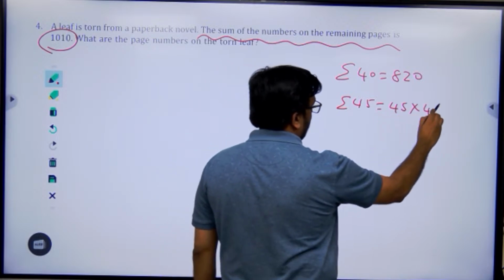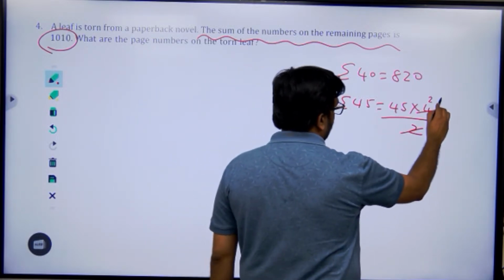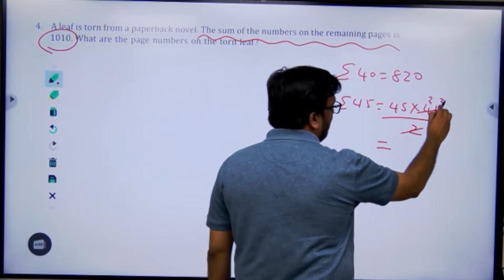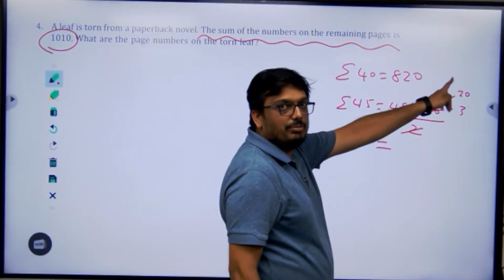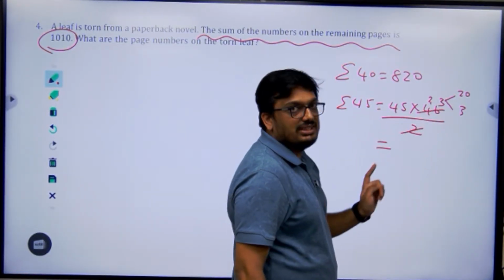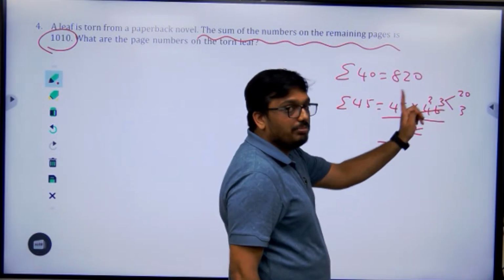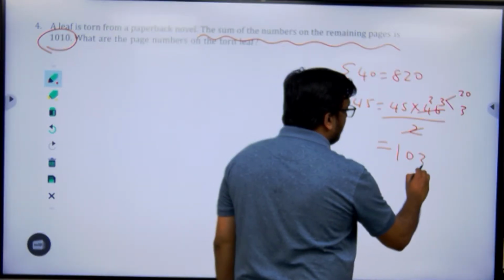45 into 46 by 2. 2 2s are... 23 can be written as 20 plus 3. 45 2s are 90, with a 0 next to it, 900. 45 3s are 135. 900 plus 135 is 1035.